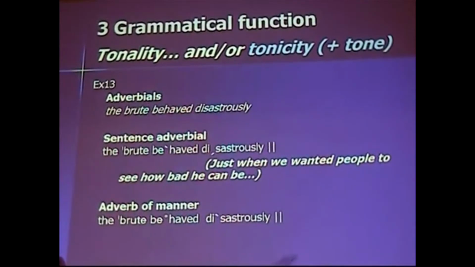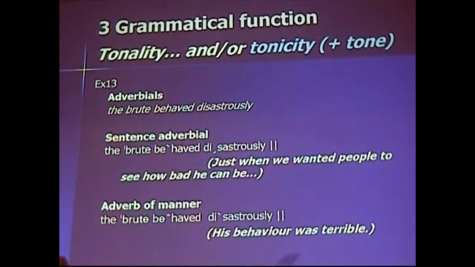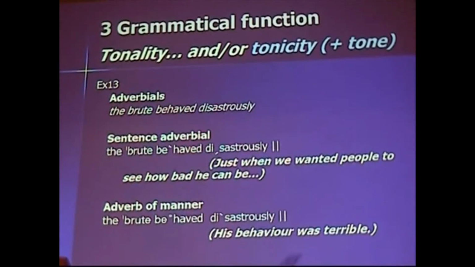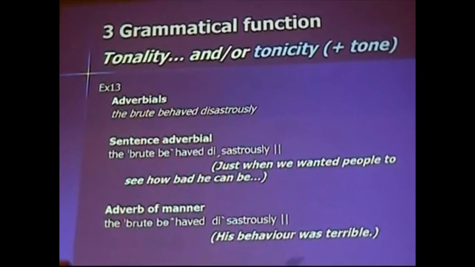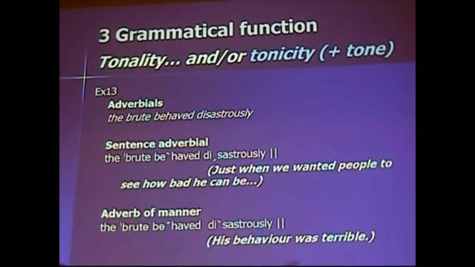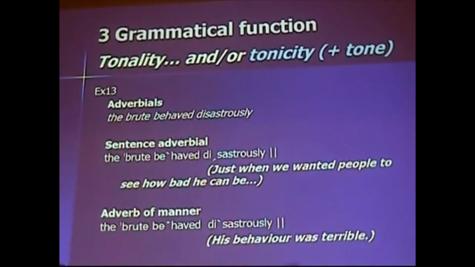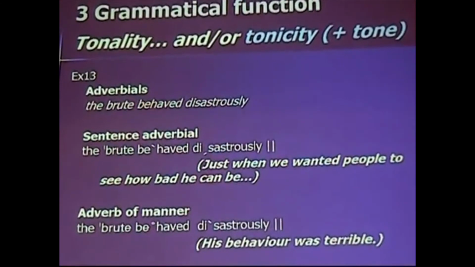But if I revert to end focus, as I did with the happy marriage, the brute behaved disastrously. And that means his behaviour was just unspeakable. It was bad. And you can come up again with lots and lots of those. They're quite entertaining. But as soon as you've got an adverb of manner, it's always just a single nucleus at the end on the adverb. Okay? The other thing about adverbs of manner is you could change the tonality. You can have the brute behaved disastrously. That then becomes a bit ambiguous, but you can break it up.